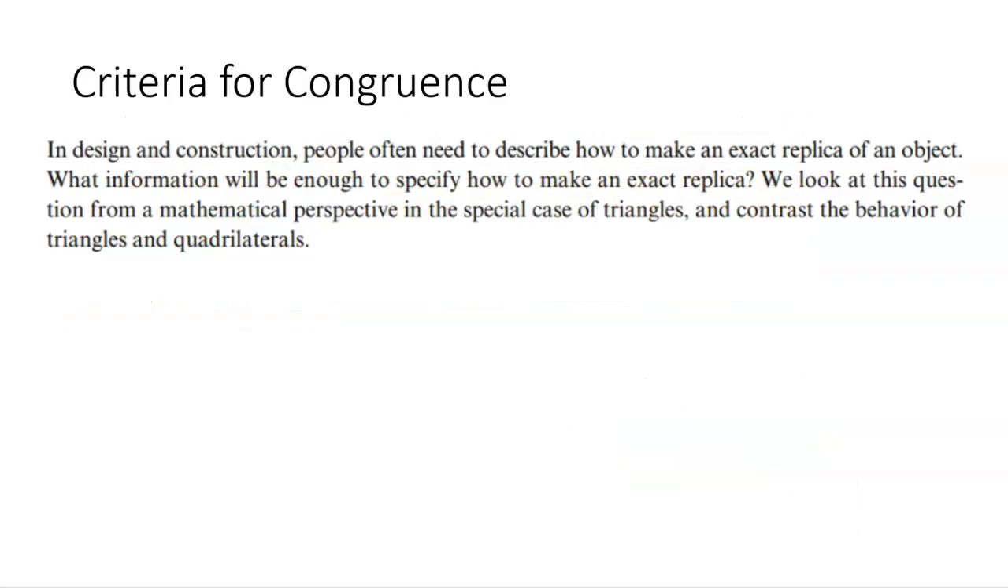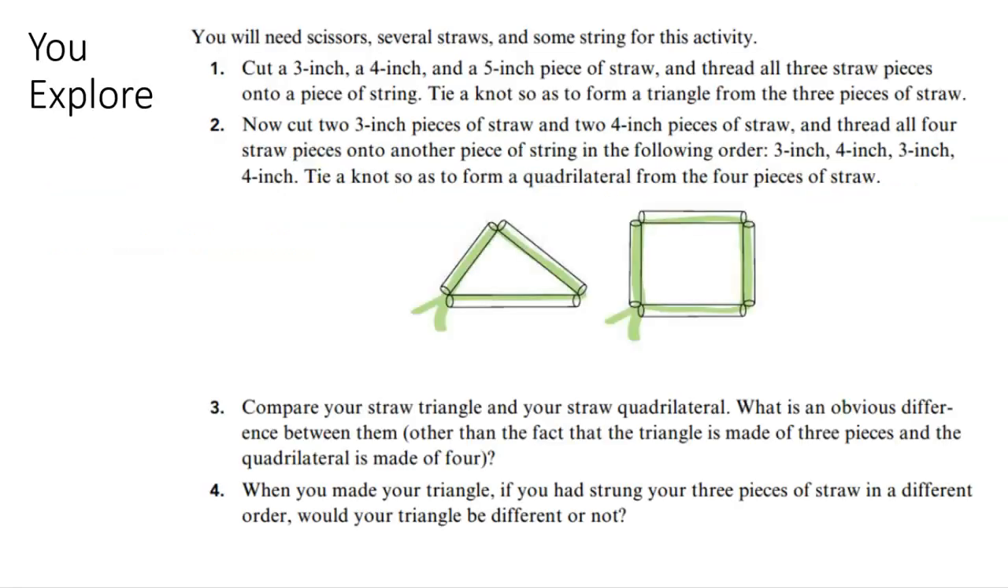So in design and construction, people often need to describe how to make an exact replica of an object. So what information would be enough to specify that? And that's what we're going to look at in the case of triangles and then quadrilaterals. This is a really fun exploration if you can get these, and the straws help you to actually get some rigidity. So I encourage you to do this to really make sense of what is enough, and then press play when you're ready to move on.